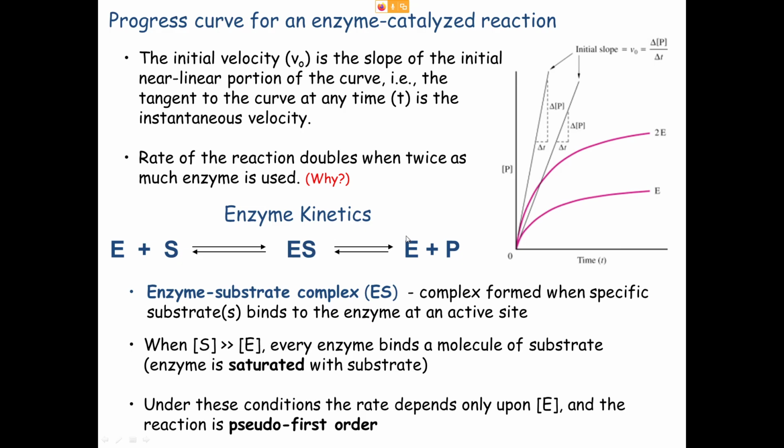ES, turning into E plus P, is kind of the step that makes product. So we could call it KP for product. We could call it K2 because we already used 1.